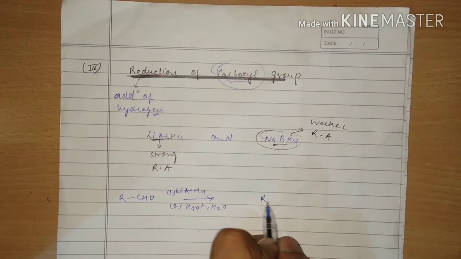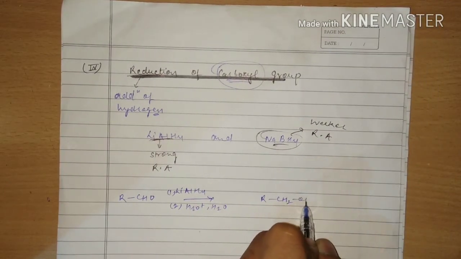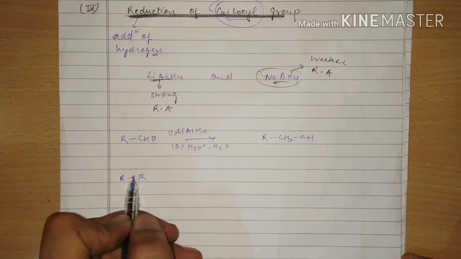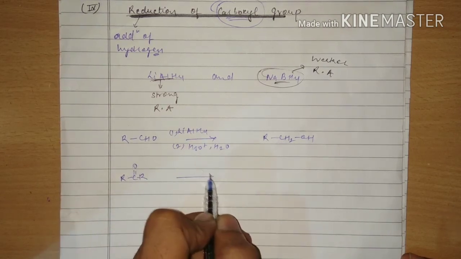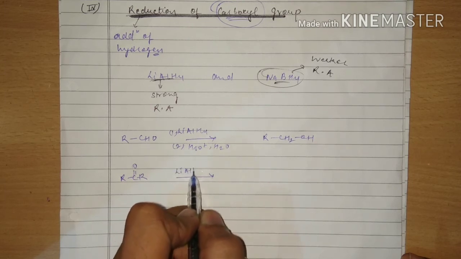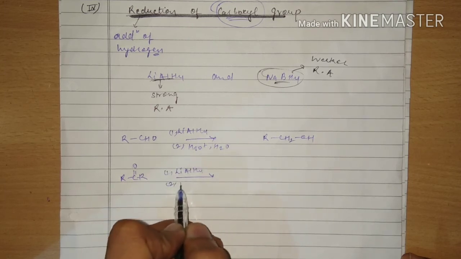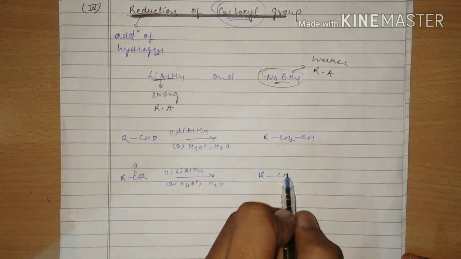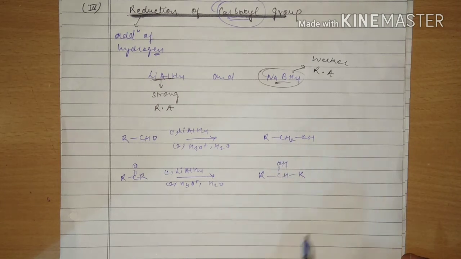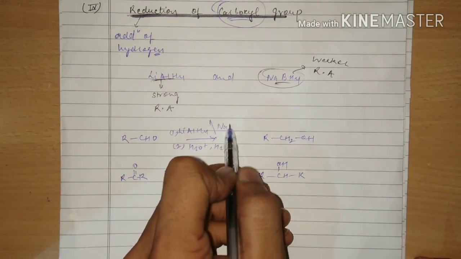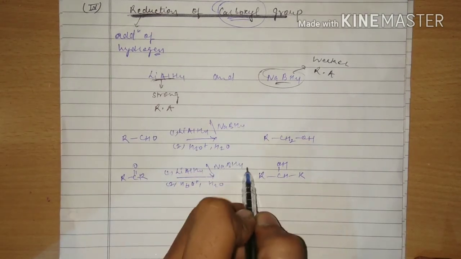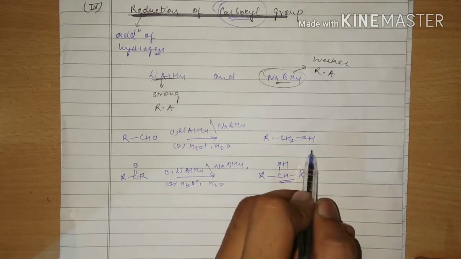So we will get RCH2OH. From the next example, RCR double bond O, again LiAlH4 and H3O plus, H2O. We will get RCHROH. Here we can also use NaBH4. So we will get these products.